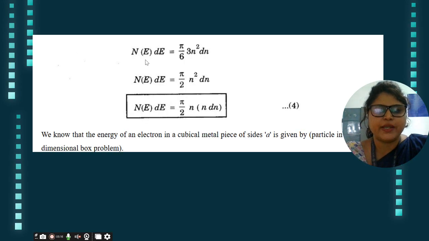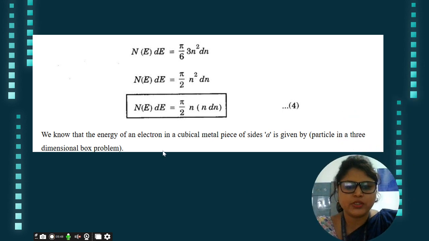Second, write the number of energy states between E and E + dE as n(E) dE = pi by 6 × 3n² dn. So this 3 and 6 will get cancelled, and it will become pi by 2 n² dn. So the number of available energy states can be written as g(E) = pi by 2 n² dn. This is your equation number 4.